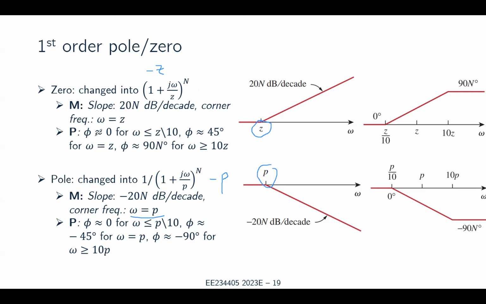And the phase would be either 0, 45, or 90n for such values. Also for the pole, it would be 0, minus 45, and minus 90n for another value, right? So this value would be determined again by this p. Now instead of p, it's just p over 10 and 10p, same as z.